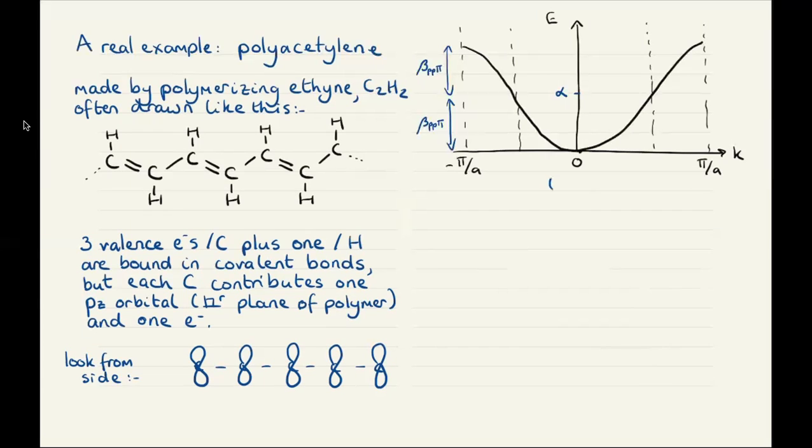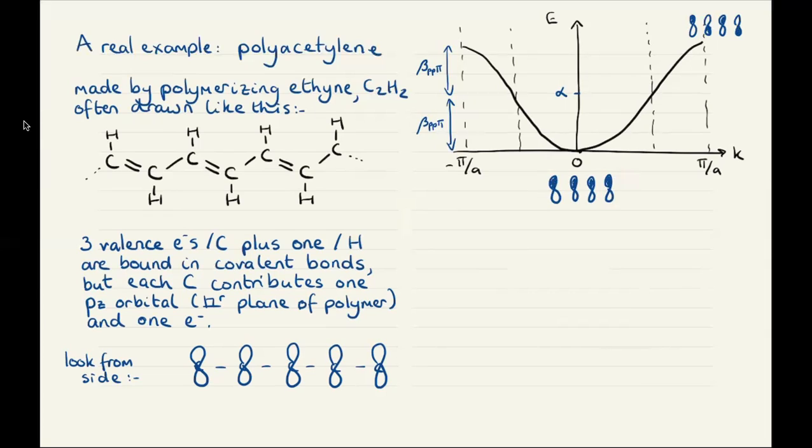At k equal to 0, we have the most bonding combination. All of the p orbitals have the same phase, so they have a bonding pi interaction. And at k equal to plus or minus pi over a, we have the most anti-bonding interaction. Each adjacent p orbital is out of phase, so we have the most anti-bonding pi interaction.